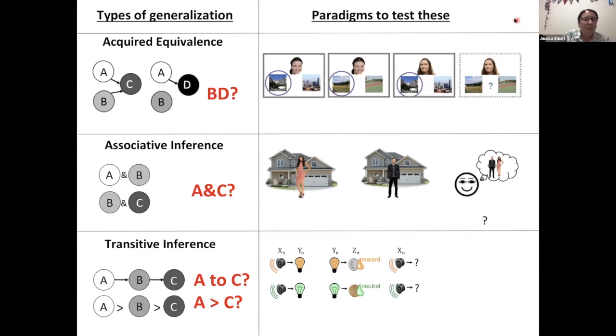The first one that I'll talk about is called acquired equivalence. This is where, on the top left, you might learn that A leads to C, and B also leads to C, and that A leads to D. Then you'll be tested to see if you can generalize information to presume, therefore, that B also leads to D. Another related way that we might look at this is associative inference. This is where you might learn that A and B go together, and B and C go together. And if you make an inference here or generalize enough information, you might therefore conclude that A and C also belong together.